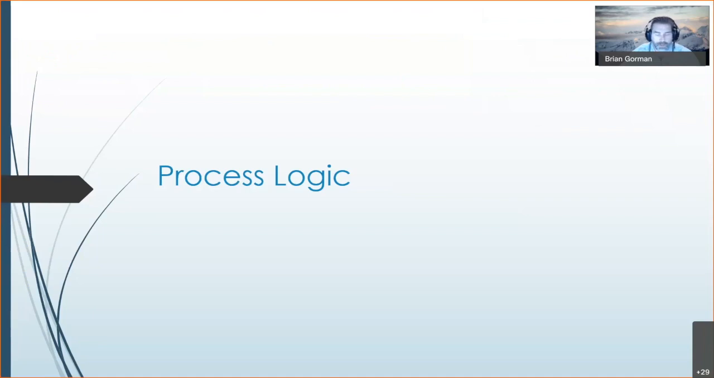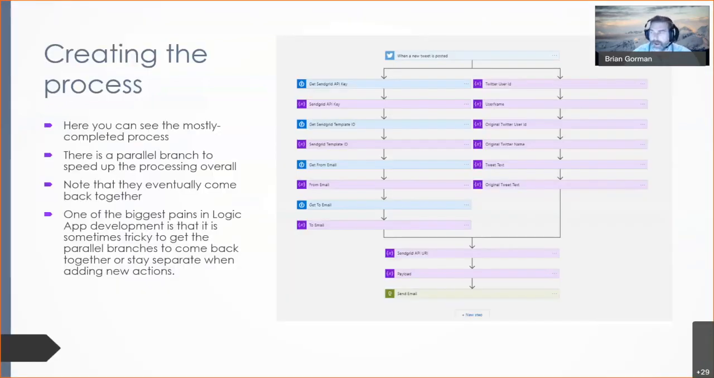Once my logic app is doing what it's supposed to do, now it's time to actually build it. I need to figure out how to make this thing work. Here you can see the mostly completed process to respond when a tweet is posted. It's going to use a parallel branch to split and work in parallel so that I can speed up some of the processing. The left-hand side here is going to go out and get secrets from Key Vault, while the right-hand side is just responding and creating variables on the tweet.